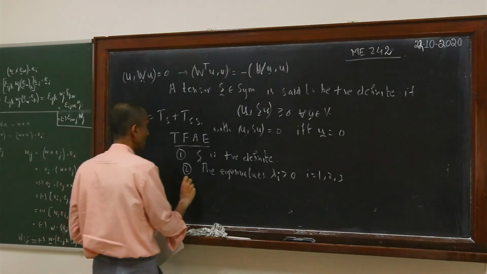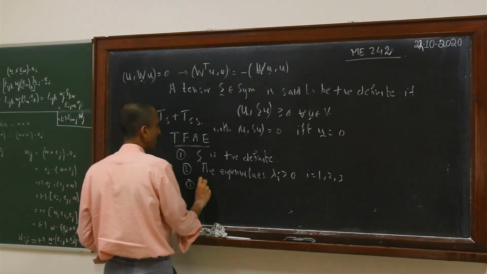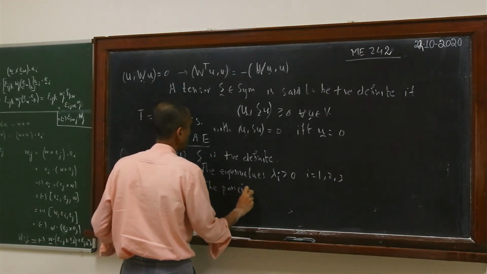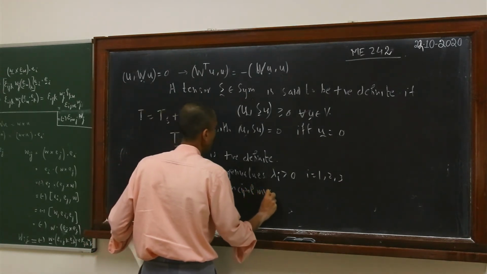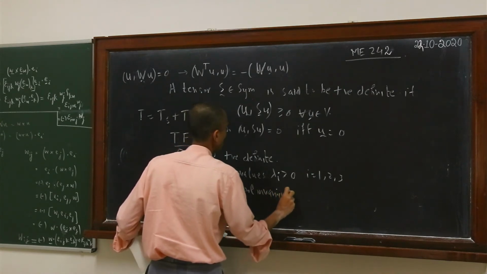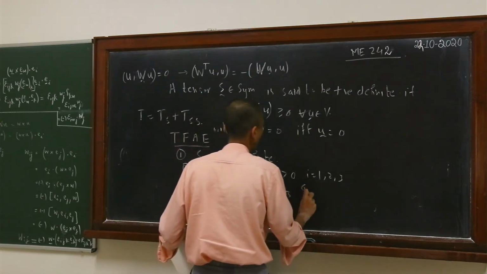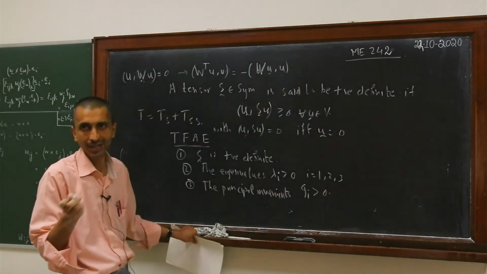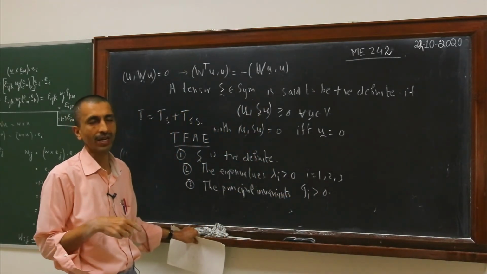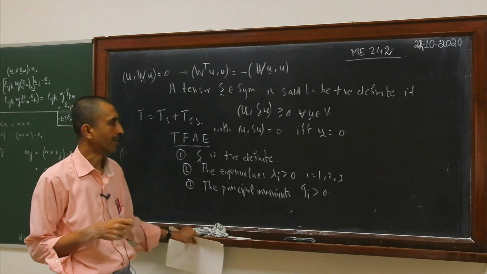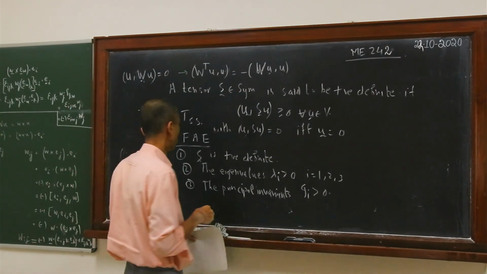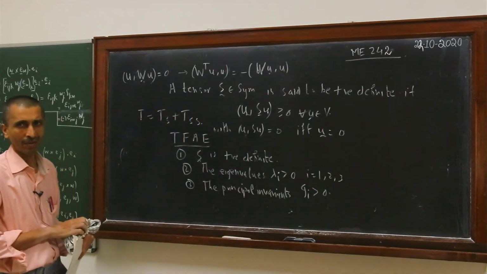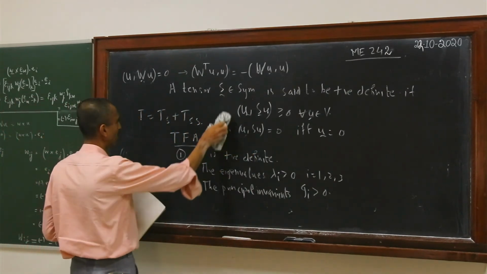Third, the principal invariants are also greater than 0, that is I1, I2, I3. The trace will be greater than 0, the determinant will be greater than 0, and the second principal invariant will also be greater than 0. I will not prove the entire theorem, but I will prove maybe one or two of these implications.